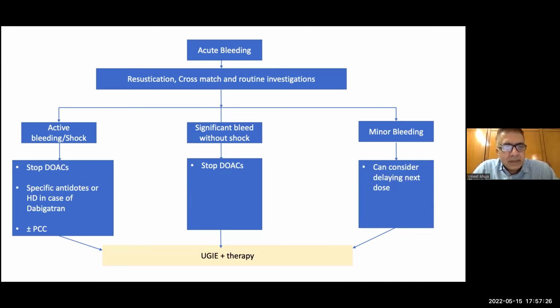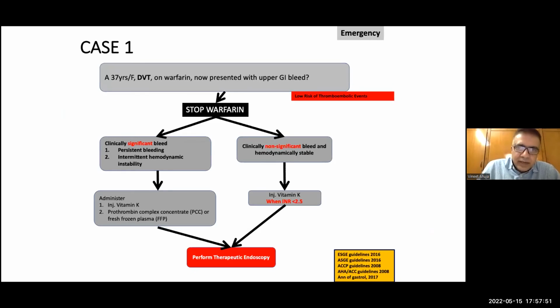If the patient has been on direct oral anticoagulants, then you need to stop it and go in for endoscopy, whether the patient is in shock or is also having an active bleed. The specific antidotes are only available in the case of dabigatran. Apixaban is generally given in patients who have a chance of GI bleed because it has the least frequency of GI bleed. There we do not have an antidote.